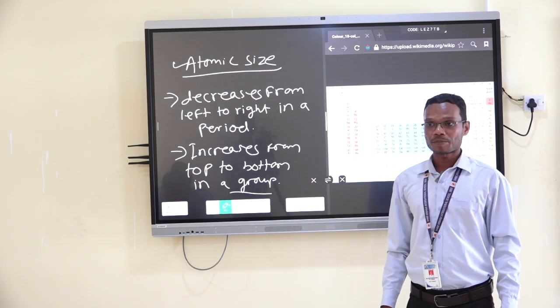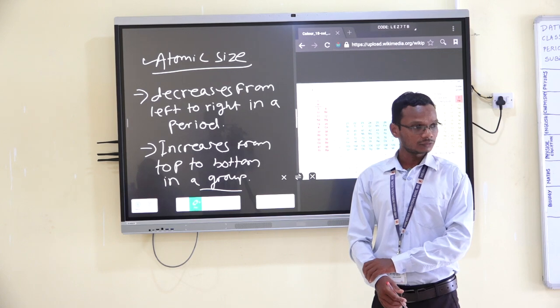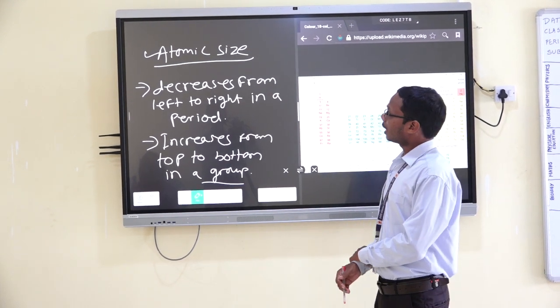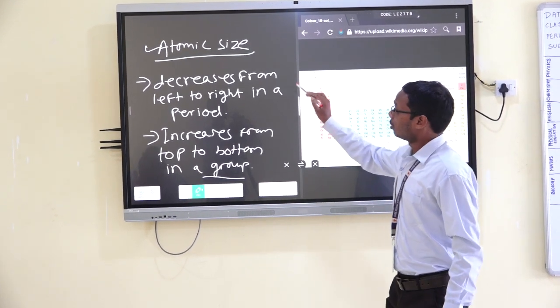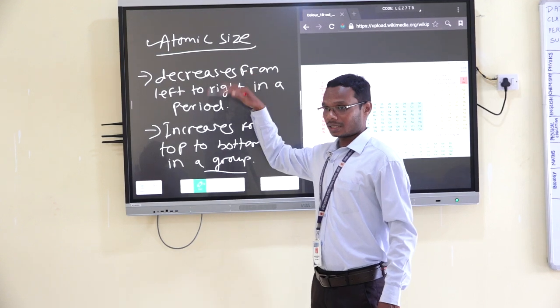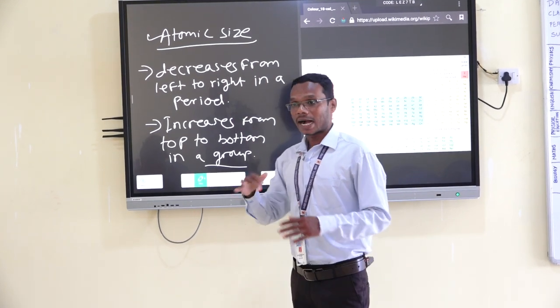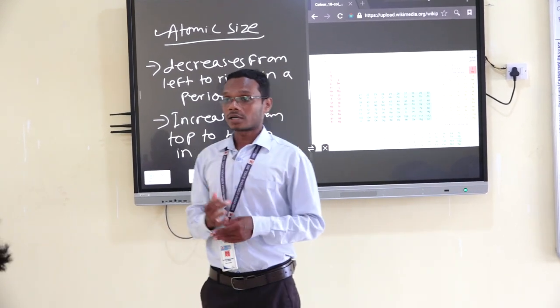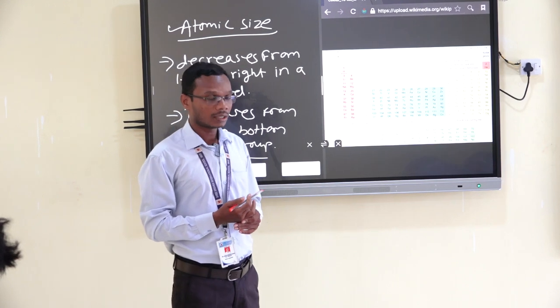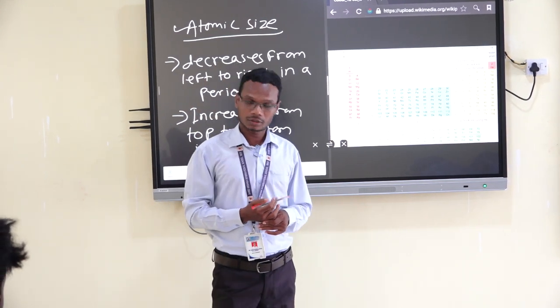Okay, fine. Any doubt? Next class again we will read about atomic size. Next class we will read about ionic size, electron gain enthalpy and electronegativity.